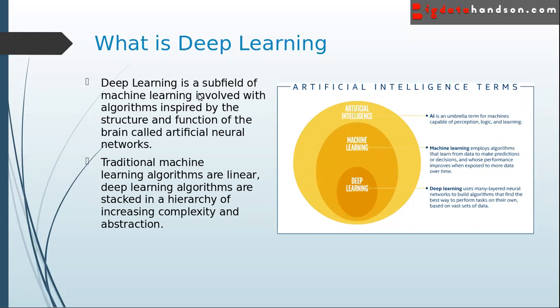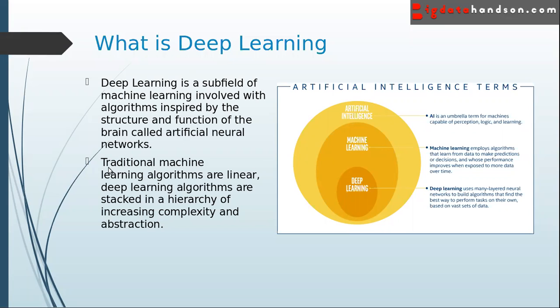Deep learning is a subfield of machine learning involved with algorithms inspired by the structure and function of the brain, called artificial neural networks. The algorithms in deep learning are created, you can say, inspired by our human brain. Likewise, how our human brain works, they are creating artificially created neural networks. In our brain we have neurons, right? The same way they are created as artificial neurons. Using those neurons, we are creating neural networks.